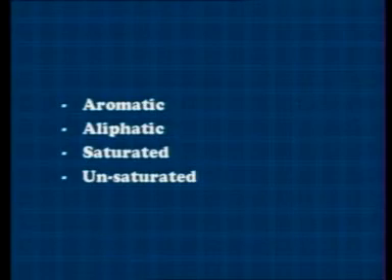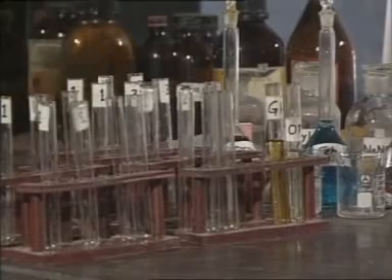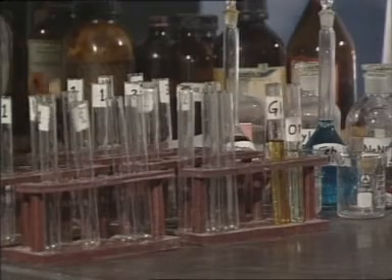So far we have learned about aromatic, aliphatic, saturated and unsaturated compounds. These compounds mainly contain carbon and hydrogen. In addition to these compounds, certain other compounds are present which contain other elements in addition to carbon and hydrogen, like oxygen, nitrogen, sulfur, halogens, etc. Now let us perform some other experiments to know about certain other compounds.